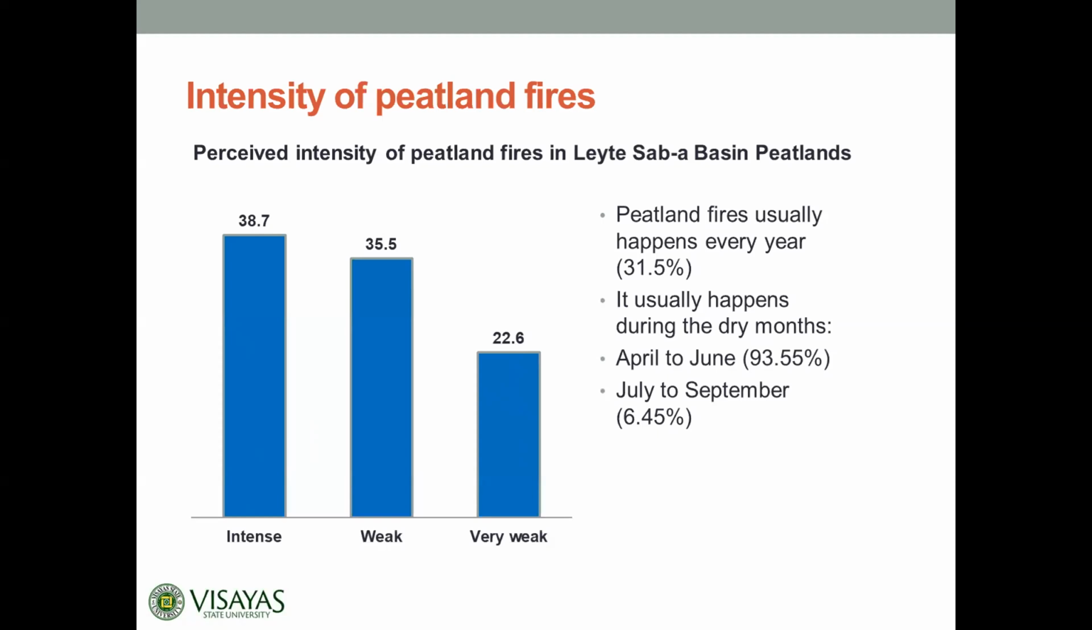And peatland fires, according to 31.5% of the respondents, usually happen every year, and this usually happens during the dry months, April to June. This was reported by 93.55% of the 54 respondents, and there were few, 6.45% of the respondents, who say that it would sometimes also happen during the months of July to September.